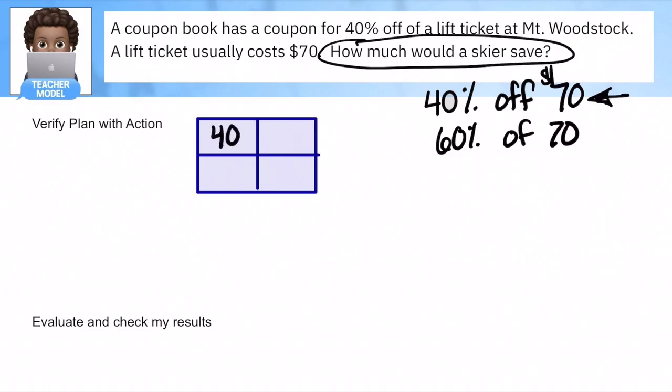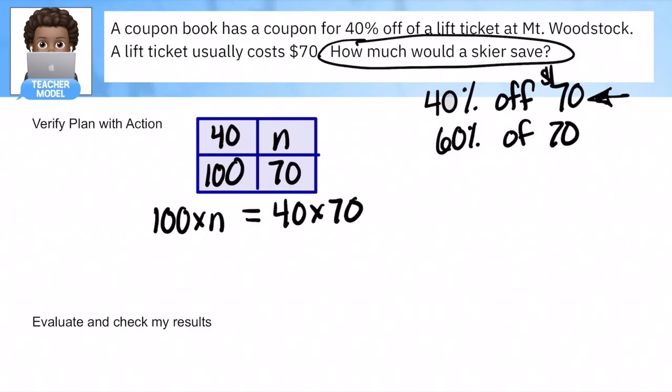So let's type this in. 40 out of 100 is equal to n out of 70. Since 70 is our total amount, we're going to cross multiply. So we have 100 times a number is equal to 40 times 70. And take a minute because we are going to simplify this. 100 times the number is equal to, and I'm going to look at 4 times 7 is 28, and put the 2 zeros behind it, so 2,800. And we want the n by itself. So we're going to divide.